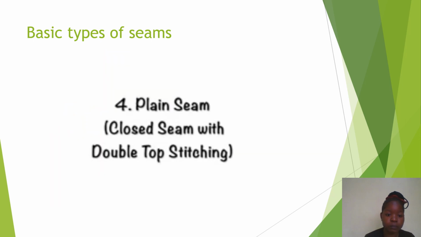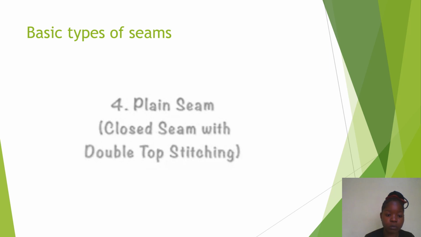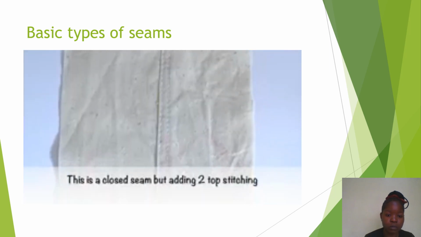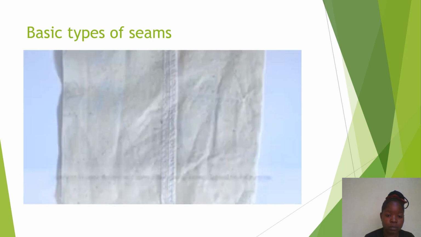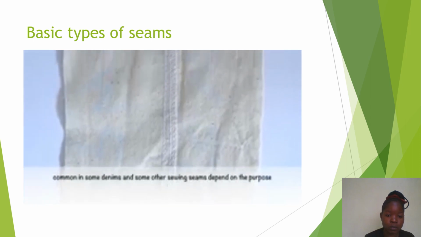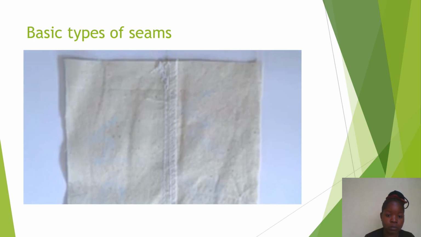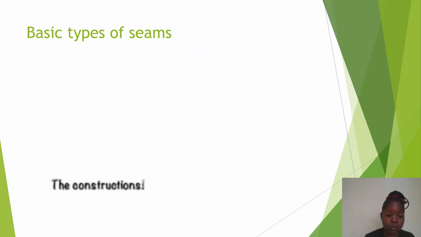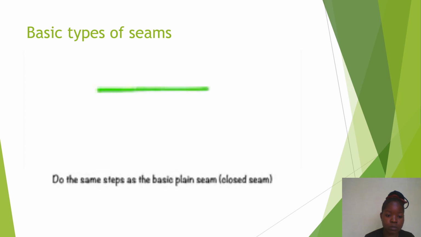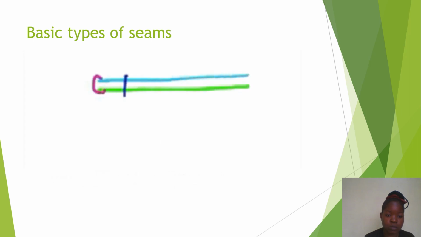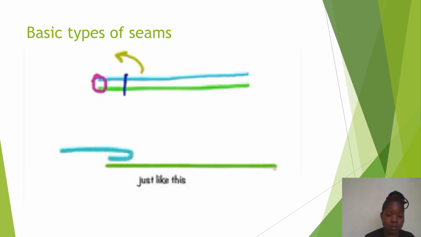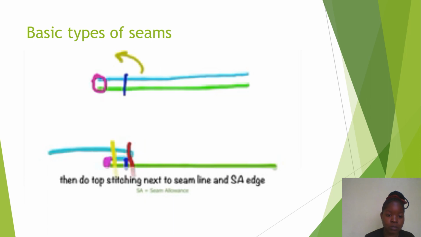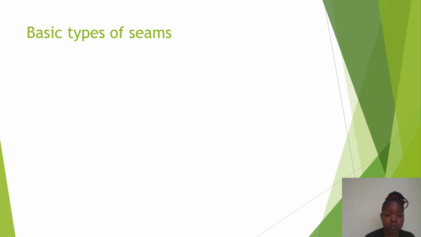Plain seam, closed seam with double top stitching. Actually, this is just a closed seam, but adding two top stitching. It's common in some denims and some other sewing seams depending on the purpose. The constructions. Do the same steps as the closed seam. Open the sample like this so it will be on the right side. And then two top stitching next to the seam line and the seam allowance edge. How to make it.